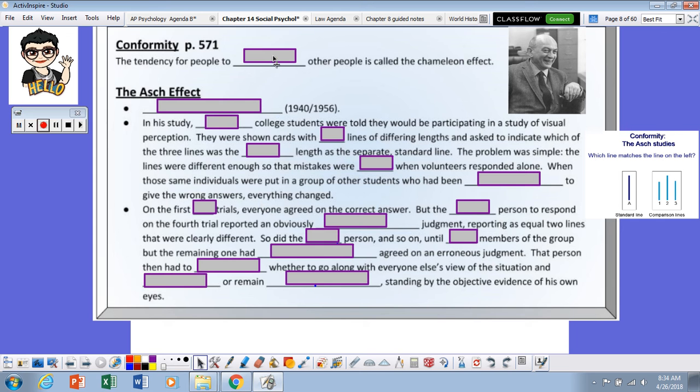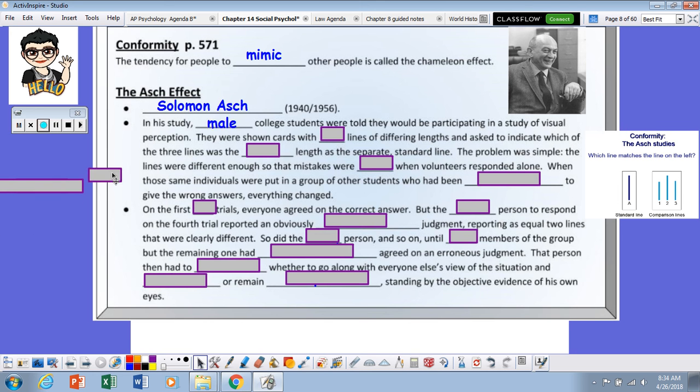So let's talk about conformity. Conformity is the tendency for people to mimic other people. Sometimes it's called a chameleon effect. And one of the most famous studies on conformity was something known as the Asch effect. This goes back to a man named Solomon Asch that you see up here.